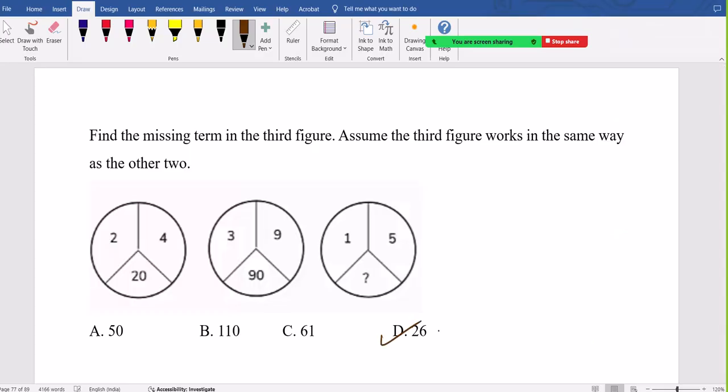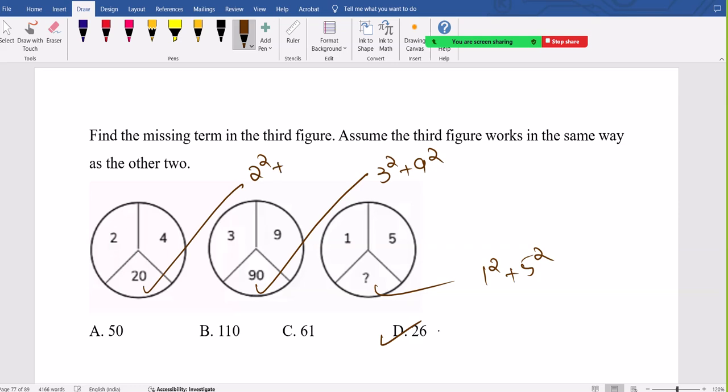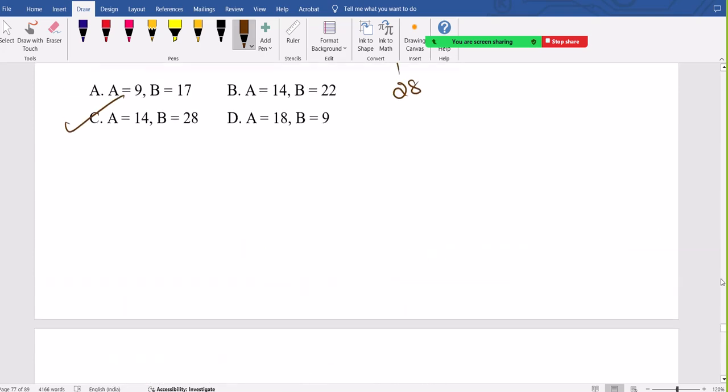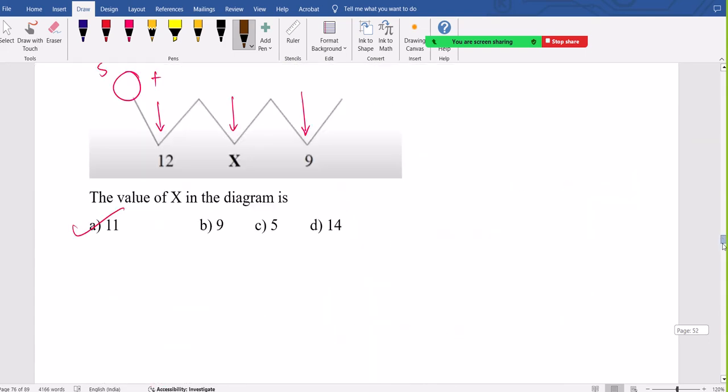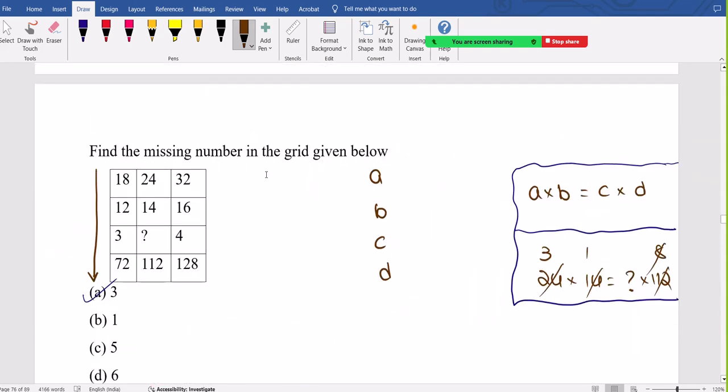Option D. Very good. This is 1 square plus pi square. This is 3 square plus 9 square. 2 square plus 4 square. Right? Okay. And we left one question, so that's still haunting us.